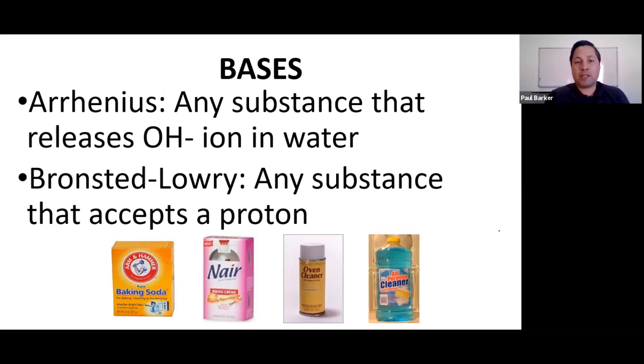Bases, on the other hand, their definition in the Arrhenius theory states that any substance that releases an OH, a hydroxide ion, into water is a base. The Bronsted-Lowry theory is a little bit more open. It says any substance that can accept a proton. So if the acid donates a proton, the Bronsted-Lowry theory states that the base accepts a proton. For example, notice I have 3 cleaners there: all-purpose cleaner, oven cleaner, baking soda, which could be used as a cleaner, and Nair, which is hair remover.